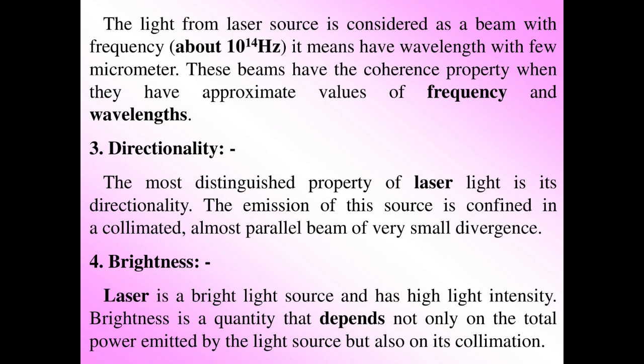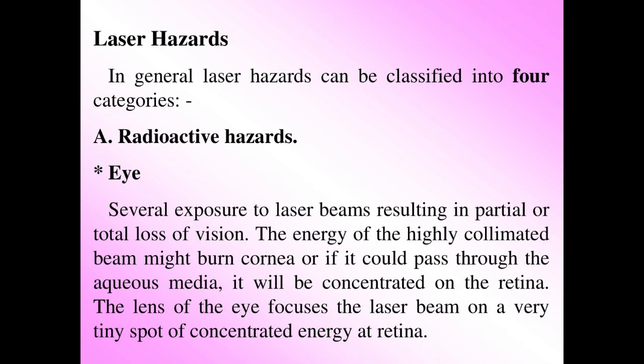3. Directionality. The most distinguished property of laser light is its directionality. The emission of this source is confined in a collimated, almost parallel beam of very small divergence. 4. Brightness. Laser is a bright light source and has high light intensity. Brightness is a quantity that depends not only on the total power emitted by the light source but also on its collimation. Laser hazards. In general, laser hazards can be classified into 4 categories.